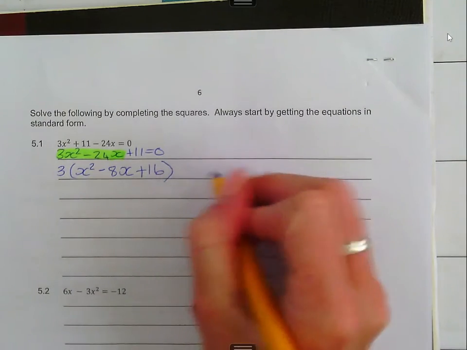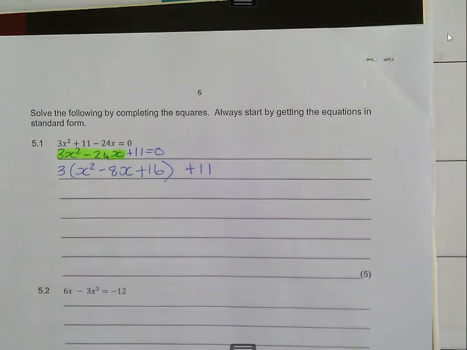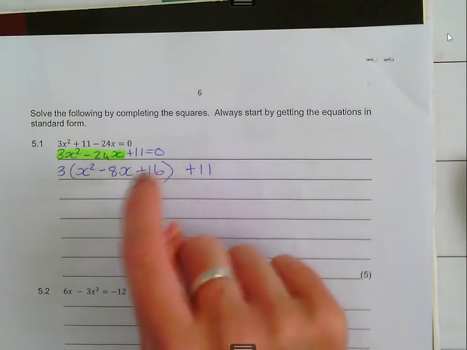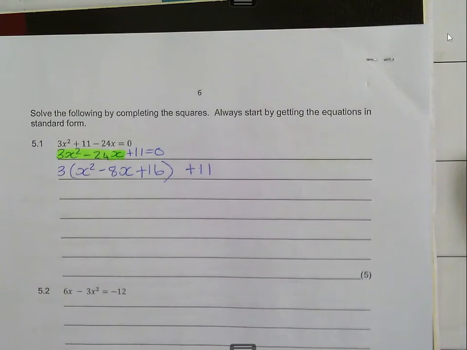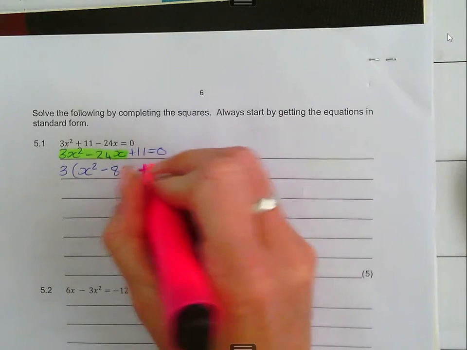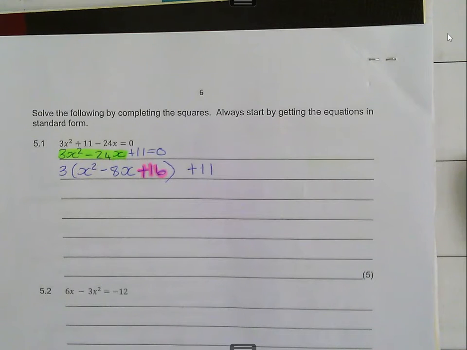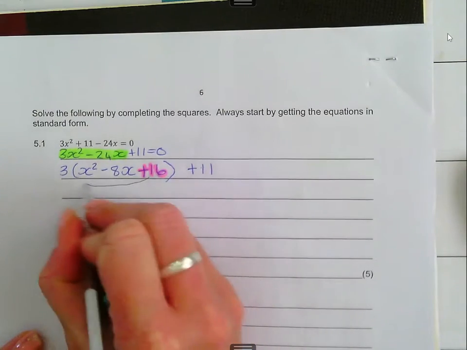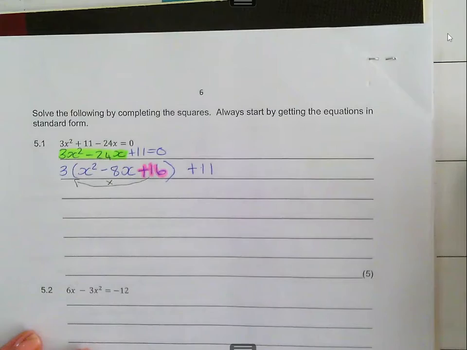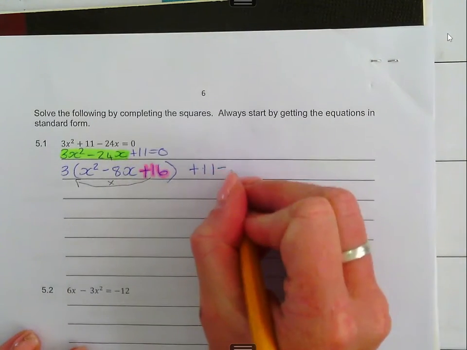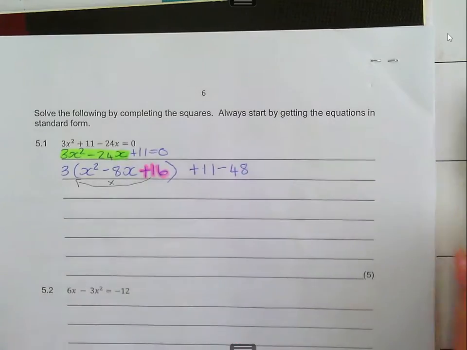So on the outside, it doesn't matter in which order you write this. I've still got that c value plus 11. But do you see now I have that extra value there that I haven't subtracted as well? Who can tell me what the number is that I'm going to have to subtract? 48. How did we get to 48? 16 times 3. So this one times that one will give me the value of minus 48 on the outside.